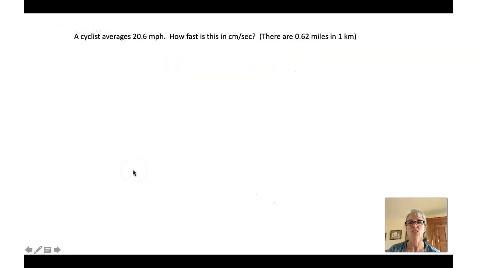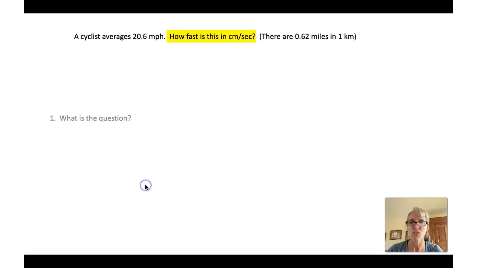Let's say we've got a cyclist, and that person is averaging 20.6 miles per hour. How fast is this in centimeters per second? And by the way, there's 0.62 miles in a kilometer. Okay, so when we get started with these problems, we always want to start with what exactly is the question? Remember, the question will have a question mark at the end of it, so that makes it pretty easy to find. There we go. How fast is this in centimeters per second?